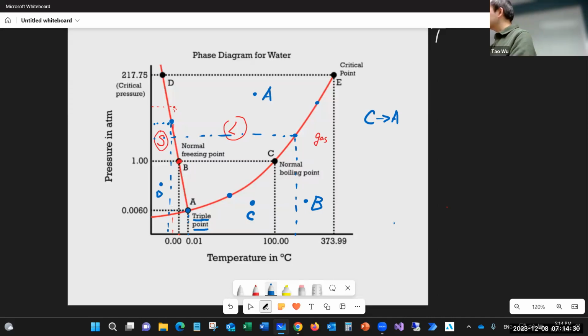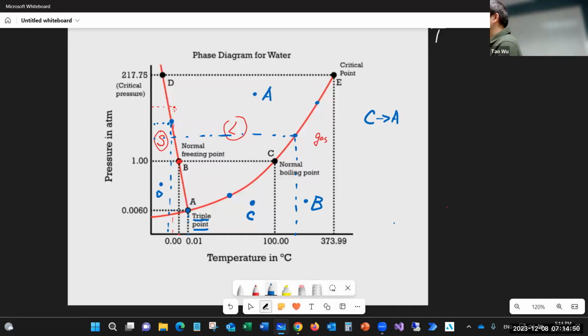From C to A, you're going to increase the pressure, right? You're going to increase the pressure, maybe also increase the temperature a little bit, but in most cases, you need to increase the pressure to get from C to A. That makes sense, right? Then, what is the process?